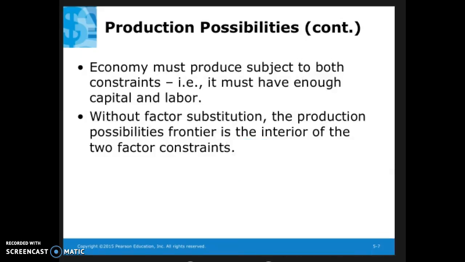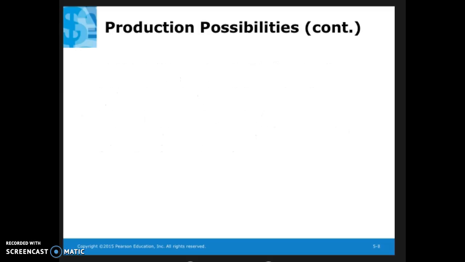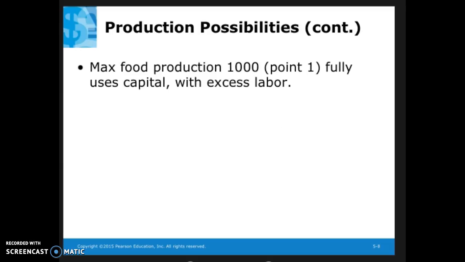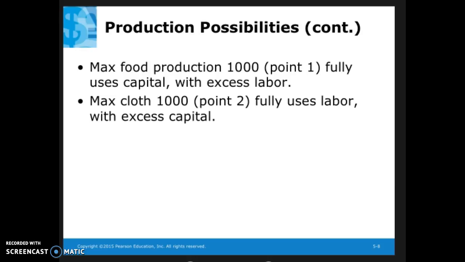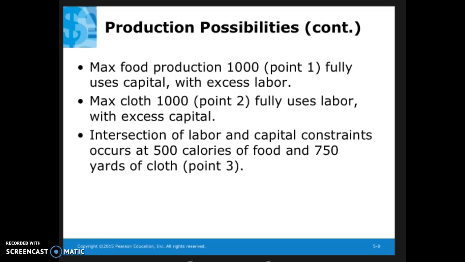So the economy must produce subject to two constraints. Remember, this is a two-factor model. Without factor substitution, the production possibilities frontier is the interior of the two-factor constraints. Max food production is 1,000, which fully uses capital with excess labor. Max cloth is 1,000, which fully uses labor with excess capital. But the intersection of labor and capital constraints occurs at 500 calories of food and 750 yards of cloth.